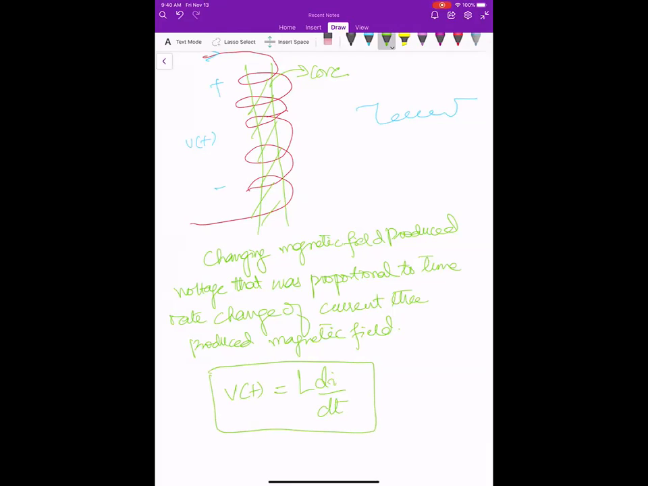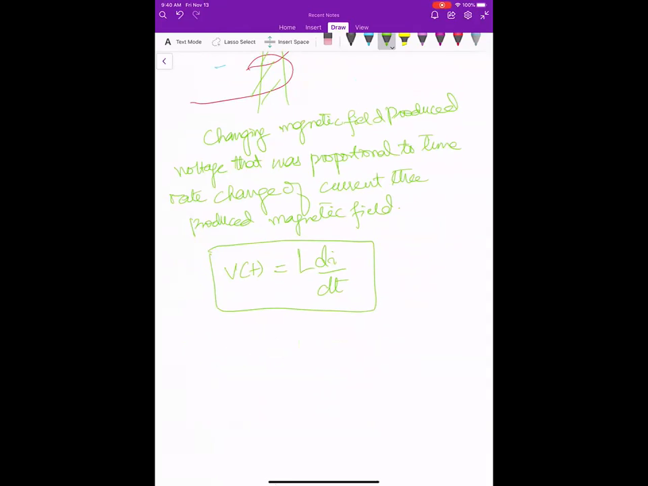So we need to define other relationships as well, like we have defined for the capacitor. But before that, we can just talk about the core material of the inductor. Like there are different dielectrics of the capacitor, there are different cores of the inductor.